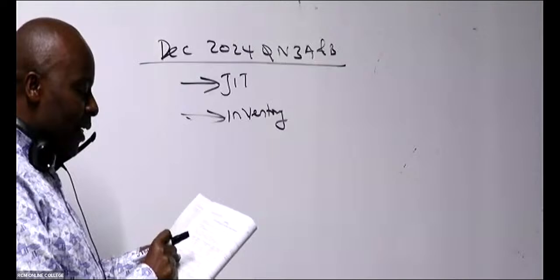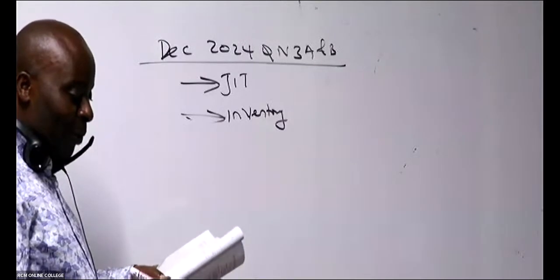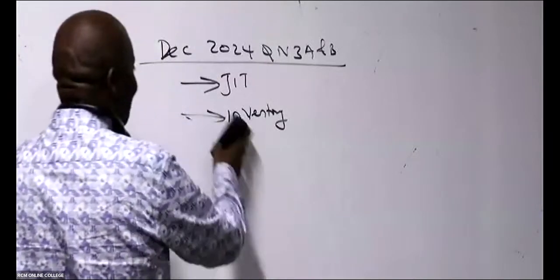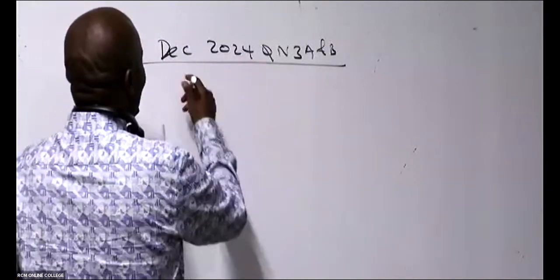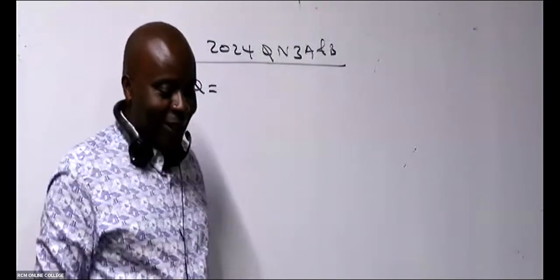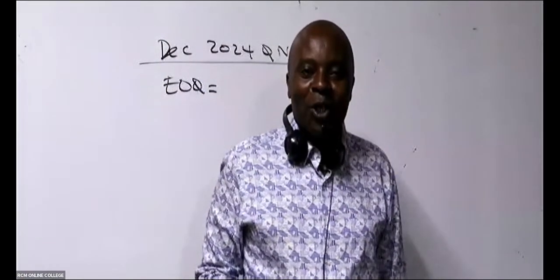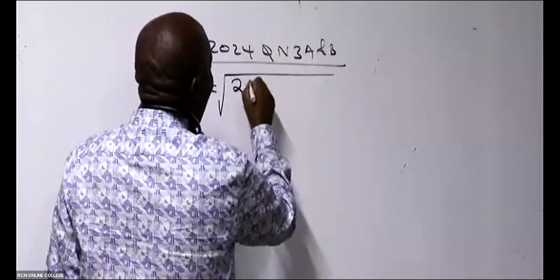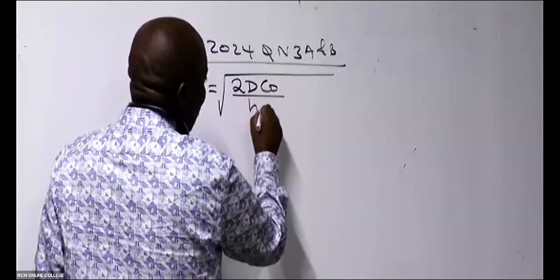So what I was explaining here is that first of all, we must get EOQ. Because it's raining. First of all, we get EOQ. Is it raining in America? So first, we get EOQ. How do we get EOQ? So EOQ is the square root of twice the annual demand multiplied by cost per order all over HC.